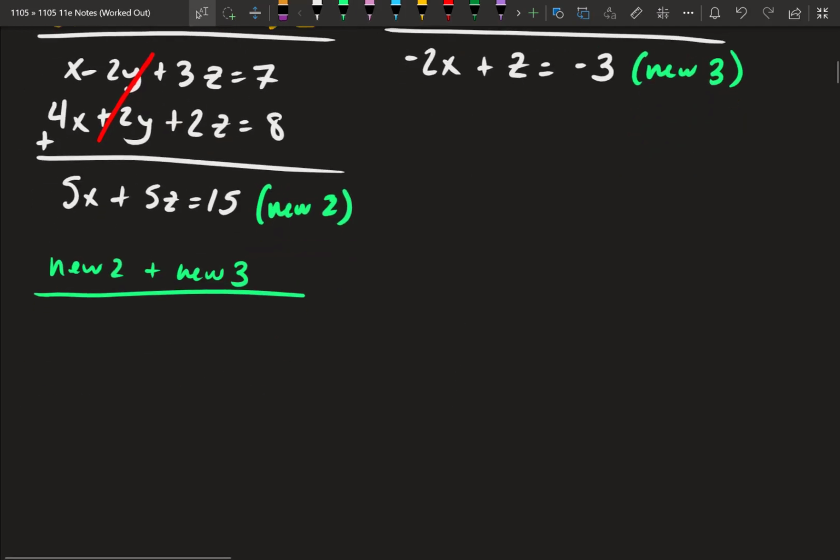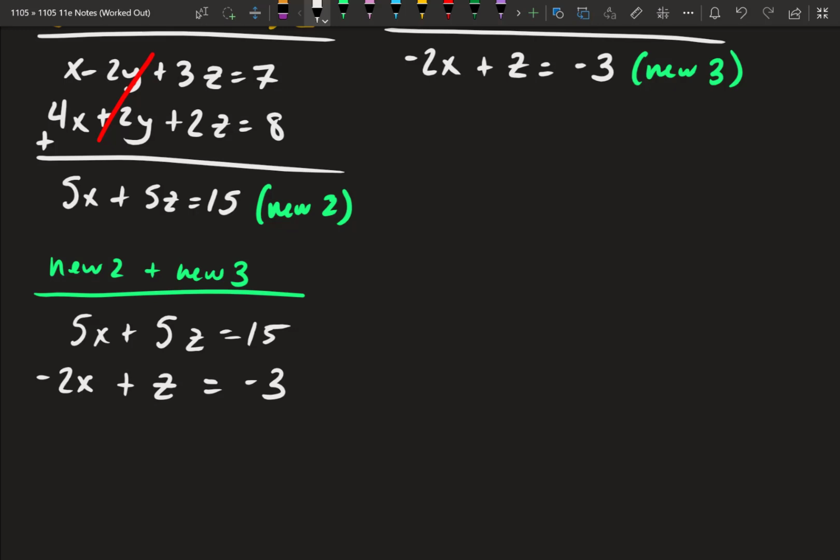So our new 2, we have 5x plus 5z equals 15. And then our new 3, we have negative 2x plus z equals negative 3. And we're going to add them. So we just do the same thing. We pick a variable and get rid of it.